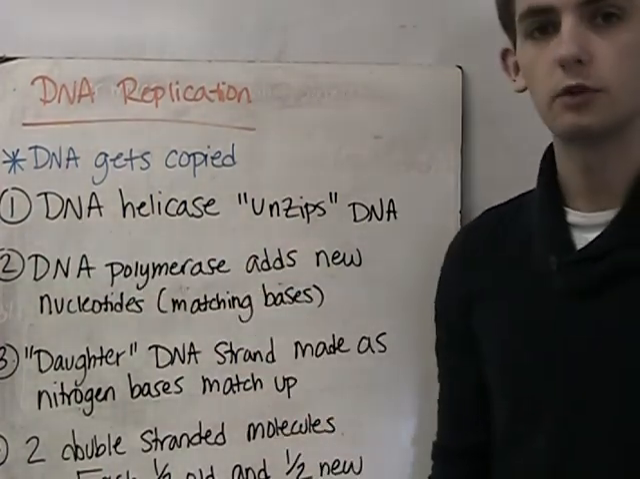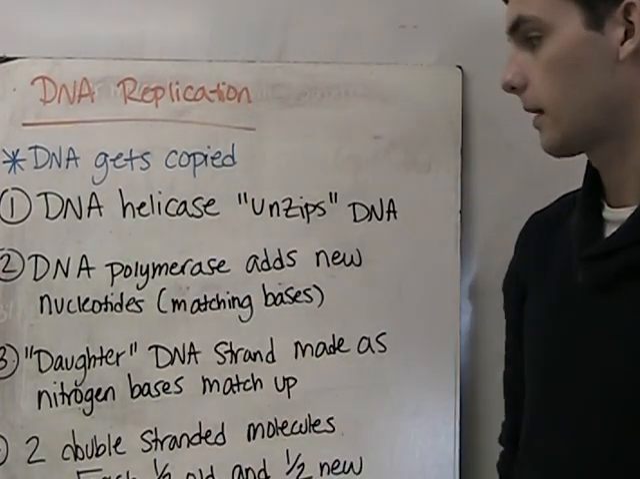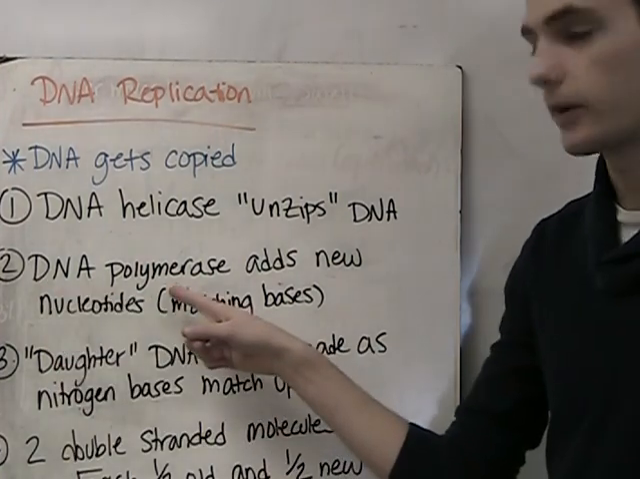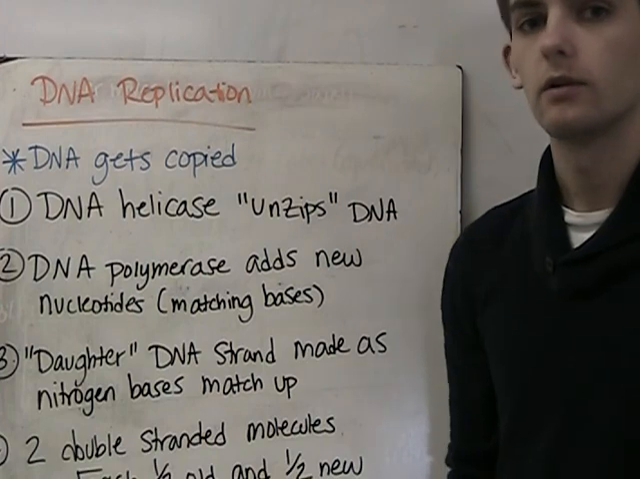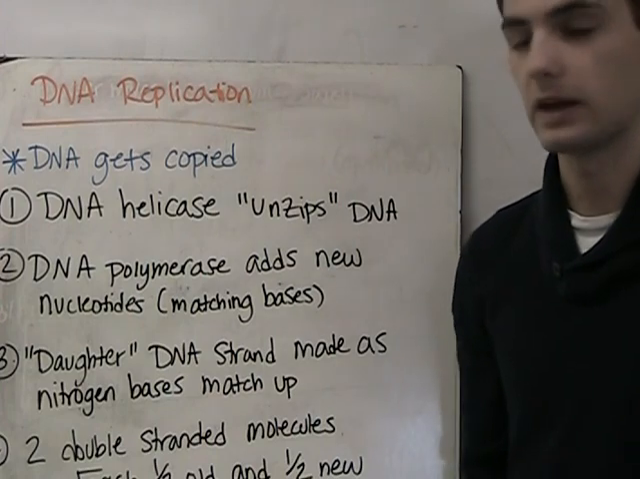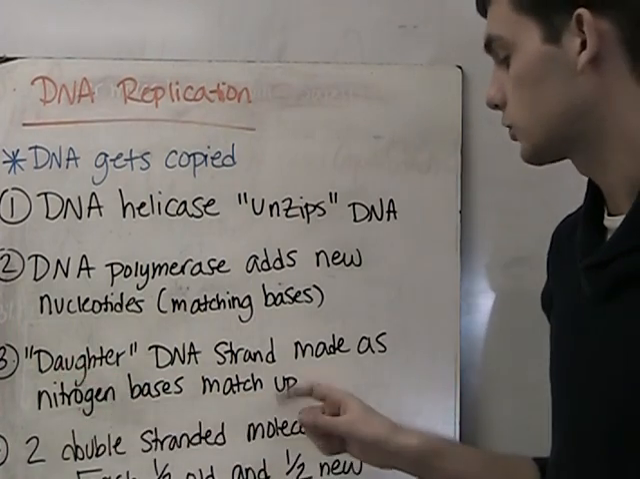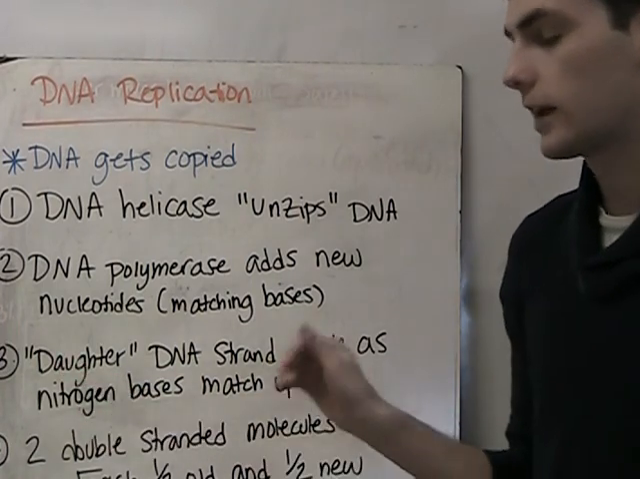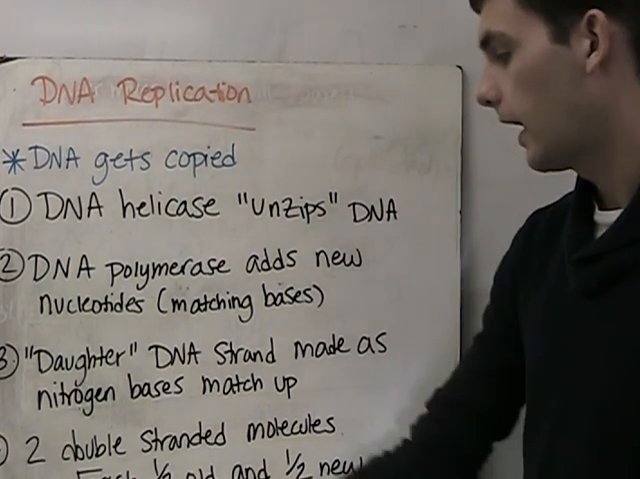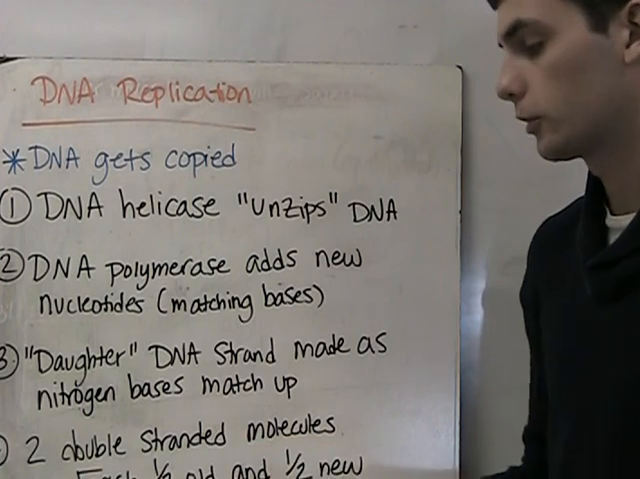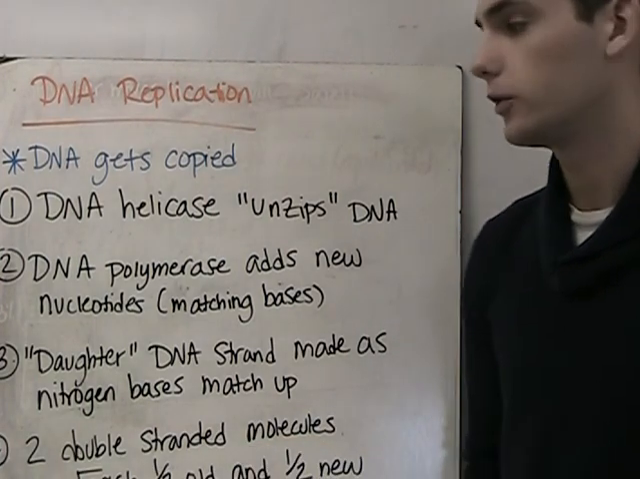Remember, DNA is a double-stranded or double helix structure, so it gets unzipped from this enzyme. DNA polymerase, another enzyme, adds new nucleotides with matching bases. Phosphate, sugar, and a nitrogen base make up a nucleotide. The daughter, or the new DNA strand, is made as nitrogen bases match up, adenine to thymine, guanine to cytosine. And 2 double-stranded molecules are produced. Each one is composed of half of the old DNA molecule and half of the new molecule.